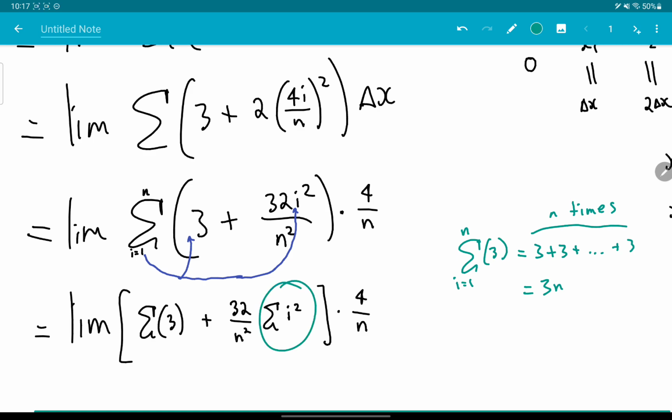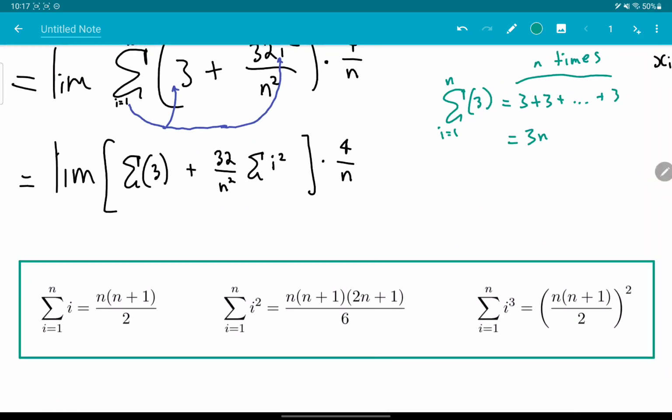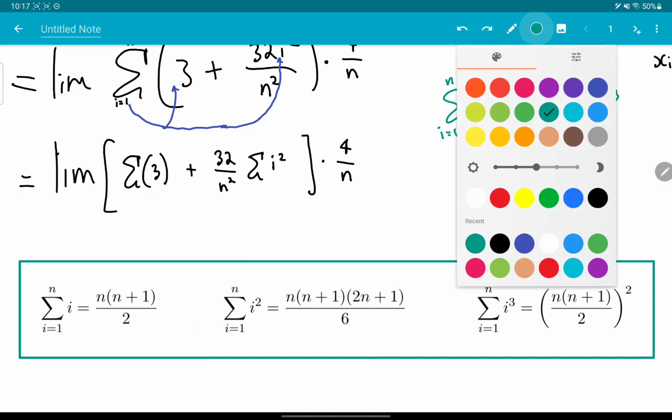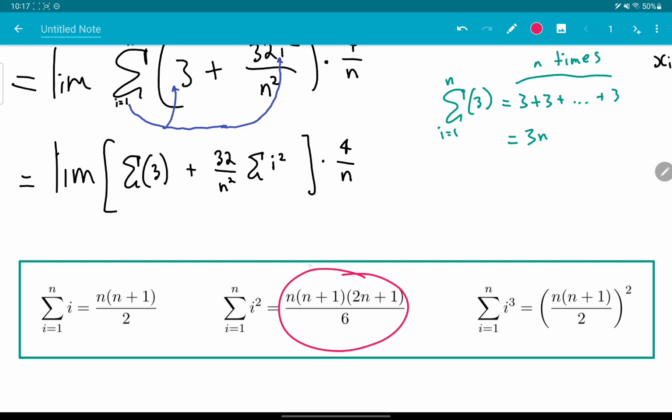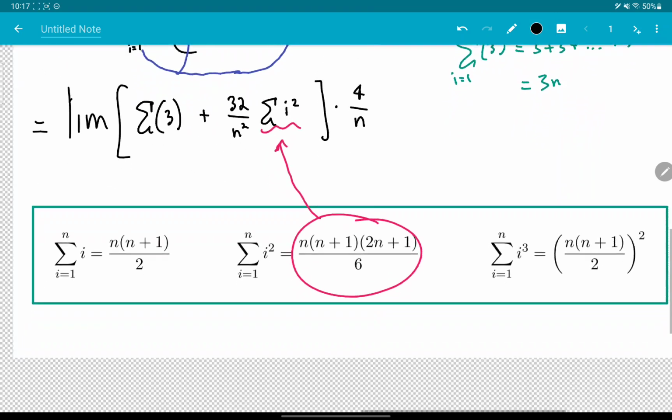This dude is more complicated. We'll have to use some formulas presented right here. So we use these formulas. Take a second to pause and copy those. We're going to make use of this guy in the middle here, and we'll be taking this item here and plugging it right in for this. So let's go ahead and do that.